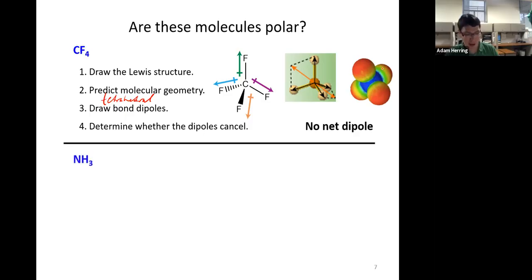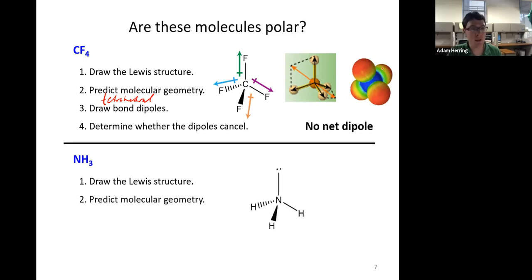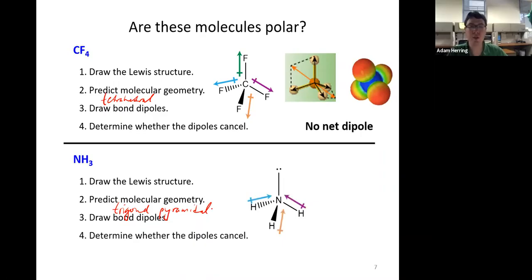All right, now let's look at ammonia. So let's draw the Lewis structure. This will be nitrogen, 3 single bonds to hydrogen, and 1 set of lone pair electrons. The molecular geometry of this is going to be trigonal pyramidal. Drawing the bond dipoles, in this case, we know that nitrogen is more electronegative than hydrogen, and so the bond dipoles are going to point from the hydrogen atoms to the nitrogen atom.